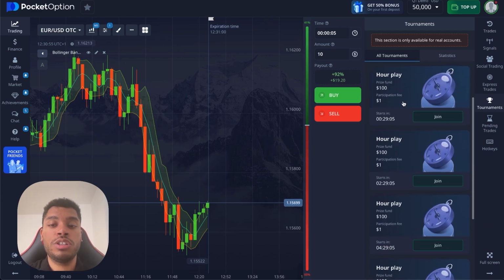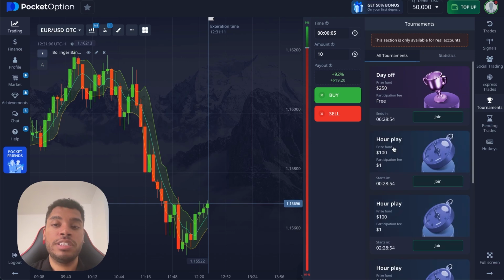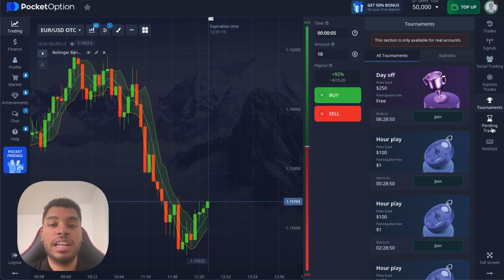Same thing for these other tournaments where the participation fee is only $1 and you have a prize fund of $100. And as you can see, almost every day there are multiple tournaments that you can actually participate in. Then below it we have the option related to the pending trades. So this basically allows you to place trades that are going to be executed in the future. And then you have the hotkeys, that are basically shortcuts that you can use if you want to execute certain operations in a faster way.